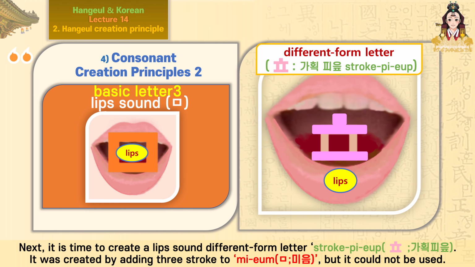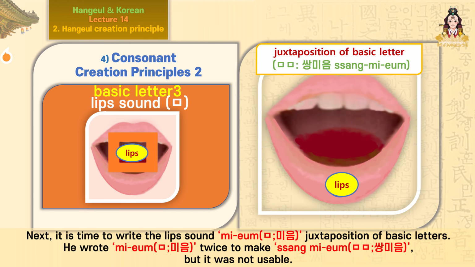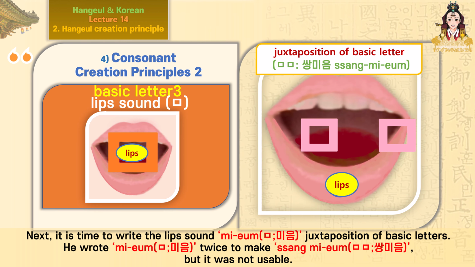Next, it is time to create a lip sound different form letter. It was created by adding 3 strokes to mium, but it could not be used. Next, it is time to write the lip sound mi in juxtaposition of basic letters. He wrote mium twice to make song mium, but it was not usable.